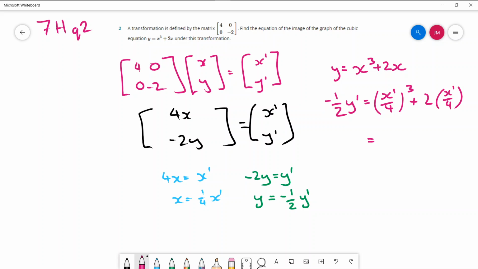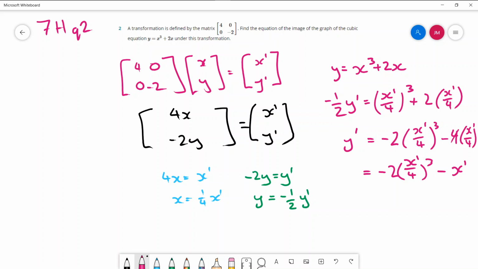And then if we want to try and get this into standard form where we've got the y by itself, that means I'm going to have to times this whole thing by negative 2. So I'm going to get y dash equals negative 2 times x dash on 4 cubed minus 4 lots of x dash on 4. Let's keep that in the brackets there. And then negative 4 will cancel off with that 4 there, so we'll get minus x dash.